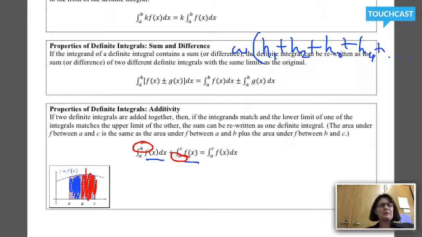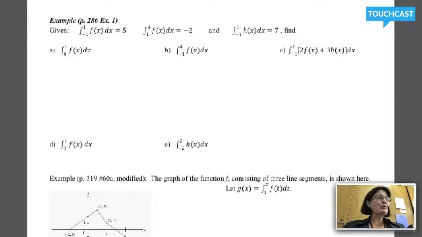So we're going to see some examples next. All right, so these examples are on the back side of the paper that lists all of your rules. So you might like to open your textbook to the list of rules. It might be page 285, somewhere in there. We're practicing these properties so we get used to them.